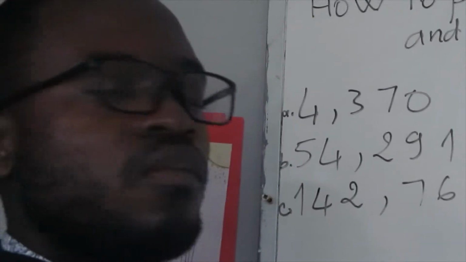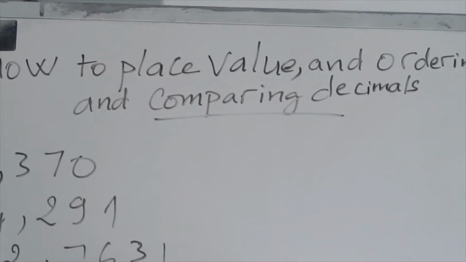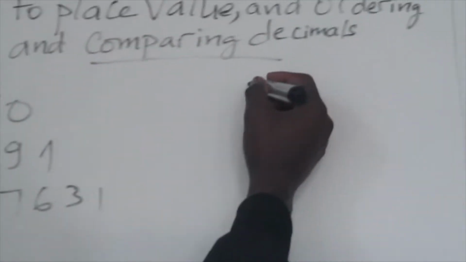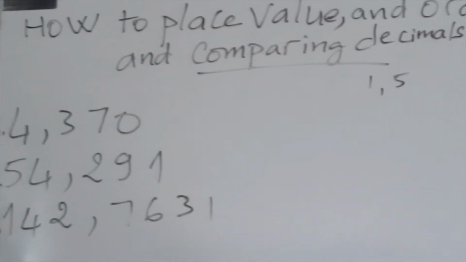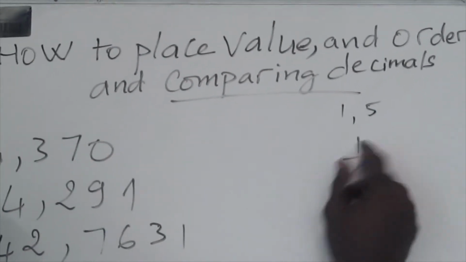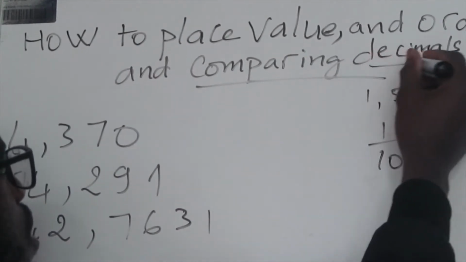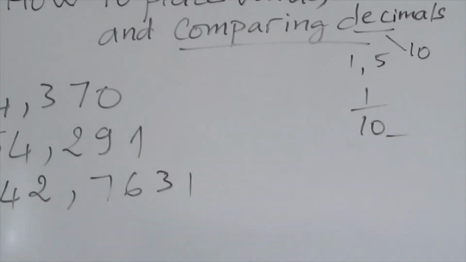So we are here again today with grade 7, and today we are based on how to place value and order and compare decimals. We talk about decimals when the number is separated with a comma. If we have 1 comma something, this is a decimal. A decimal is when we have something divided by 10, because this word deci means 10, divided by 10, and this will give us a comma as well.